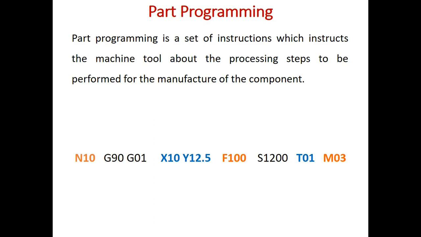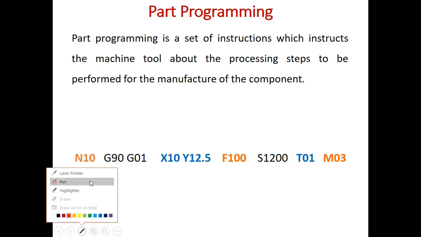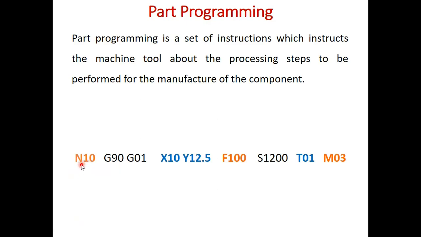Part programming is a set of instructions which instructs the machine tool about the processing steps to be performed for the manufacturing of the component. So we have given you a simple line of a part program. You can see this is a part program line. It says N10, then G90, G01, X10, Y12.5, F100, S1200, T01, M03. We will see each one by one.